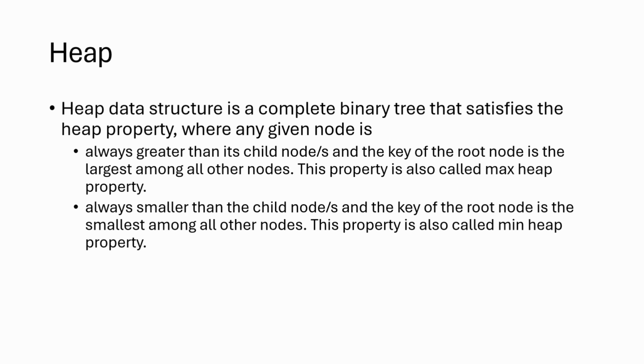And then there's the min heap property. A node is always smaller than the child node, and the key of the root node is the smallest one. So now it's the opposite. A parent is smaller than its children. The grandparent is smaller than the parent, and the great grandparent is going to be smaller than all of its children.